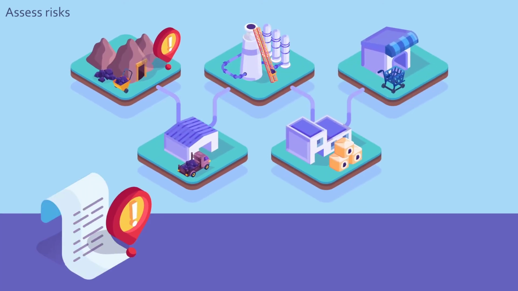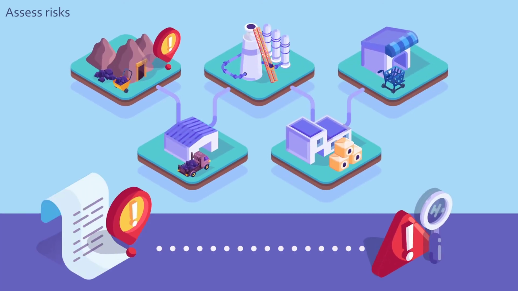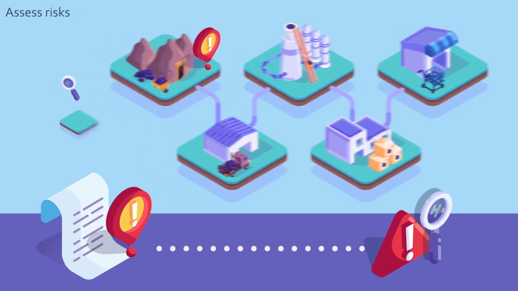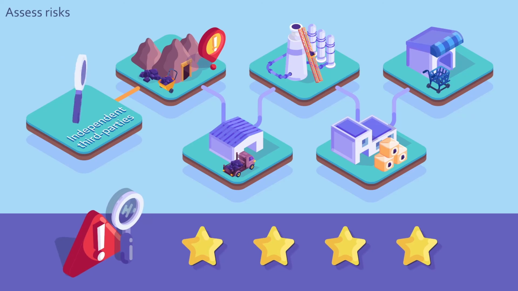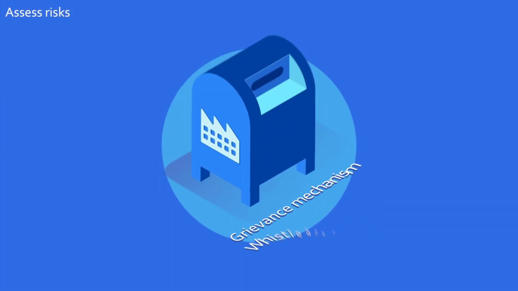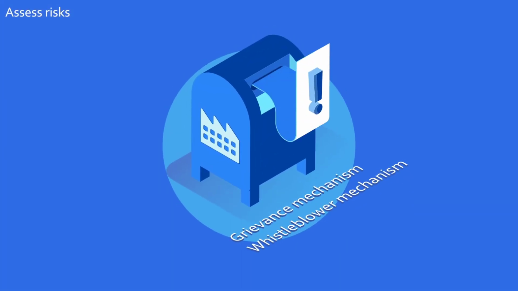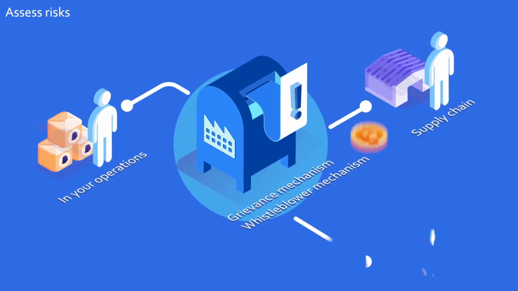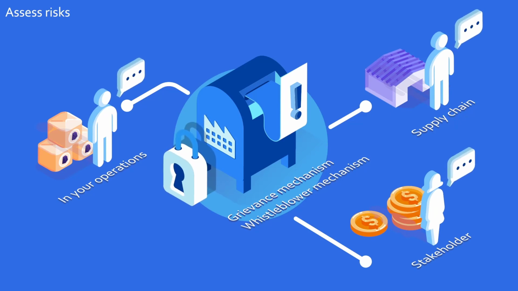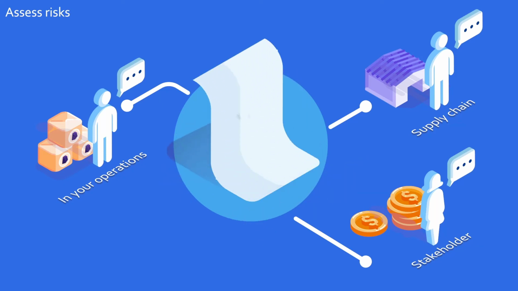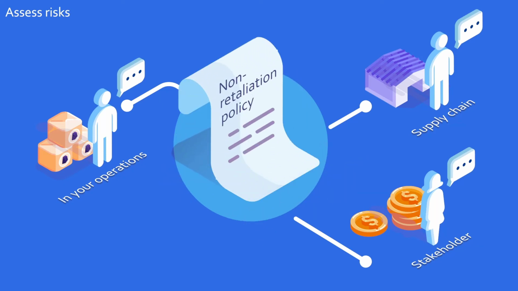If there are any reports of potential forced labor in your supply chain, they should be investigated. Use independent third parties wherever possible. This makes the investigation more credible and thorough. A grievance mechanism can help you identify potential cases. Anyone in your operations, supply chain, or stakeholder community should be able to report suspected incidents of forced labor, anonymously if they prefer. And there should be a non-retaliation policy for whistleblowers.